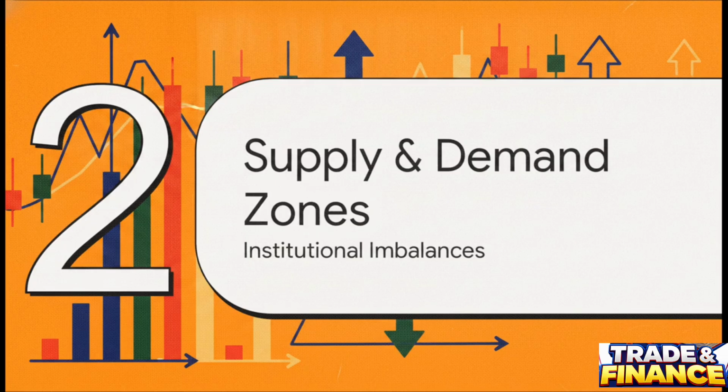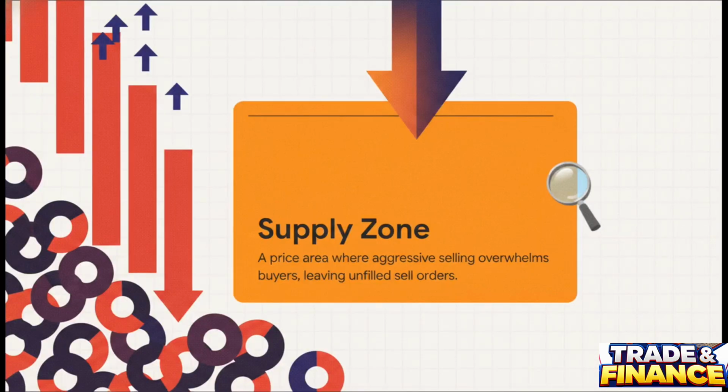Moving on to Section 2, supply and demand zones. Okay, so what exactly is a supply zone? Think of it as a specific price area where aggressive institutional selling completely overwhelms the buyers. It drives the price sharply lower. And because these massive institutions literally cannot fill their entire positions at a single price without causing major slippage, they leave unfilled sell orders behind. This zone represents the absolute origin of a powerful downward move.